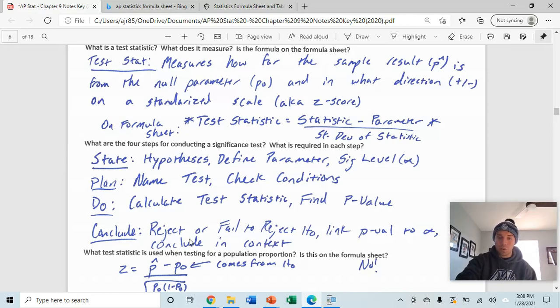Final step is to conclude. In your conclusion, you want to link the p-value to the significance level, state whether you're going to reject or fail to reject the null hypothesis, and then write your conclusion in context.